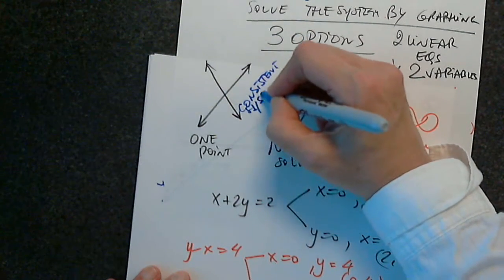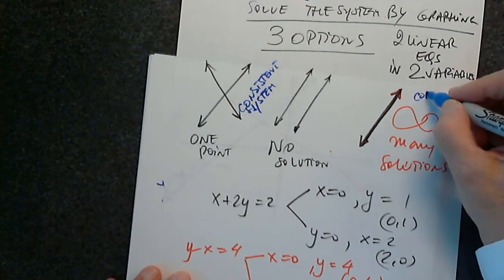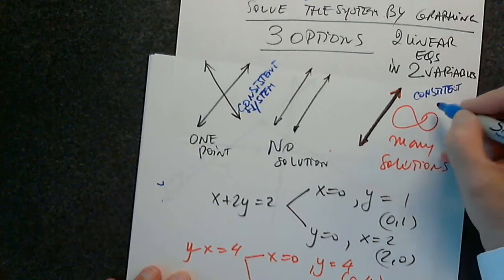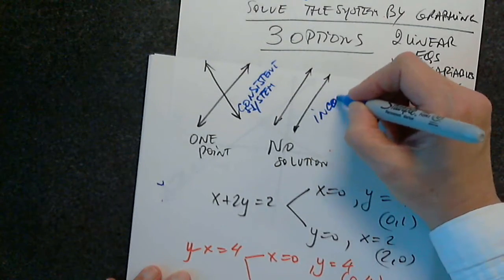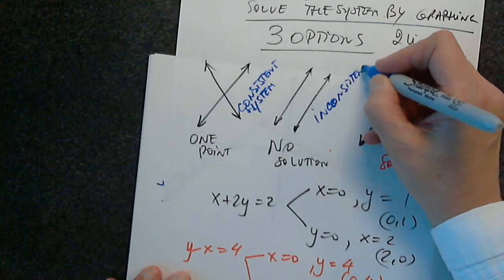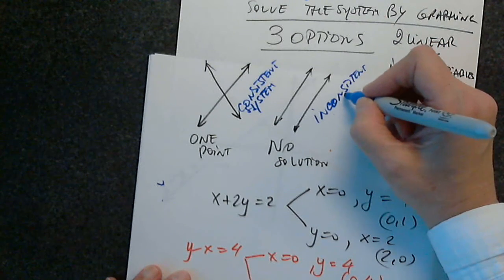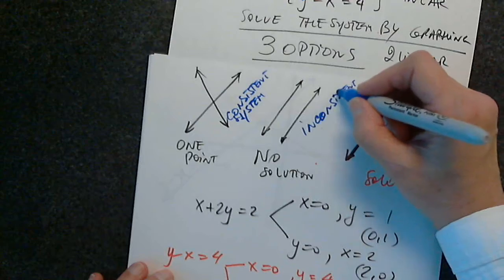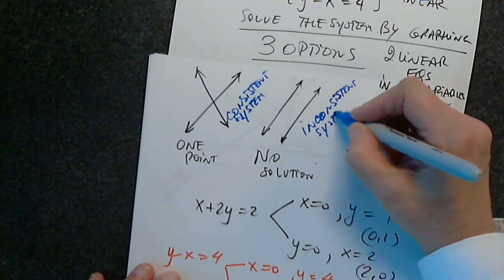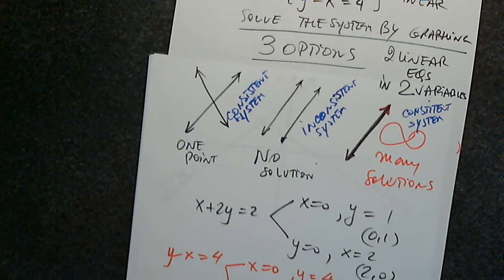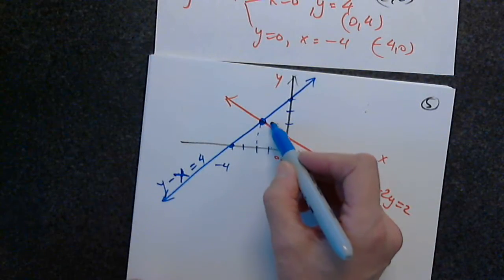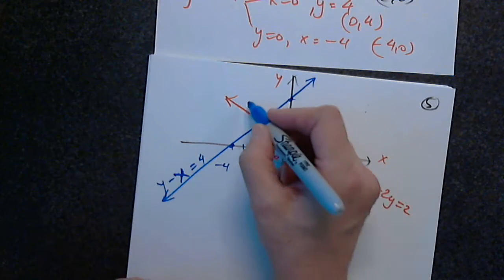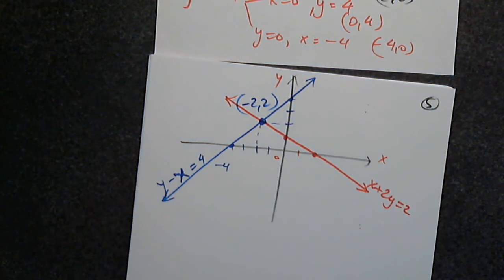consistent system, inconsistent system. No solutions. So we know the system is consistent. It has a solution. I don't know. I will say negative 2, 2. But I'm not sure. I have to go back and check.